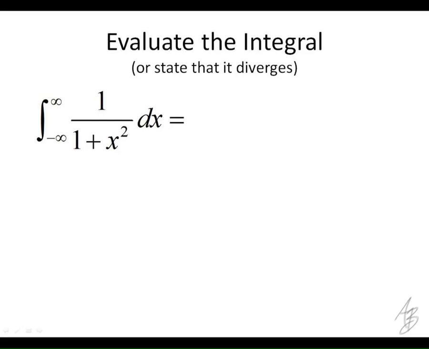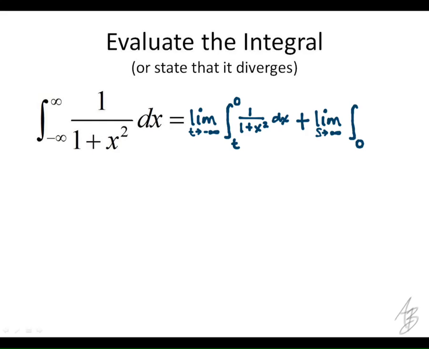So we could choose a number like negative 3 billion, or we could choose a number like pi, or we could choose a more convenient number like 0. So what we're going to do is split this up at 0, write two separate integrals, and we're also going to write those integrals using limits. So here's what it's going to look like. We're going to have one variable approaching negative infinity, and we're going to take the integral from that variable to 0. And then we're going to have a different variable approaching positive infinity, and we're going to take the integral from 0 to that variable.